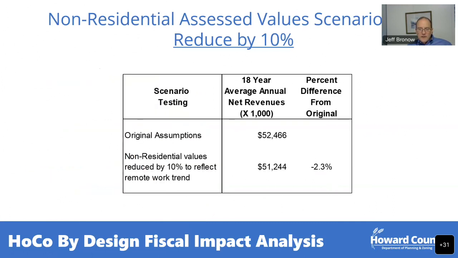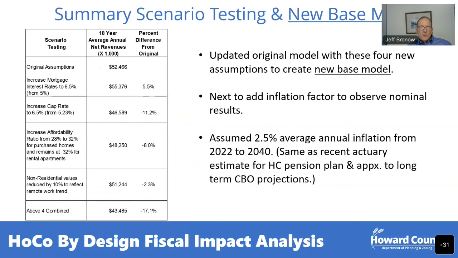So the reduction of that is a negative 2.3%. So it's a decrease of 2.3% from the original model, if you assume that. That's for all residential construction, all types of residential construction, office, commercial, retail, industrial, built over the 18-year period. So this is a summary chart.